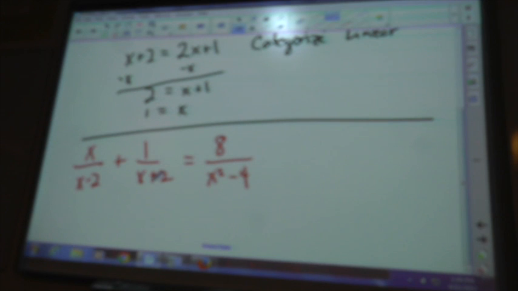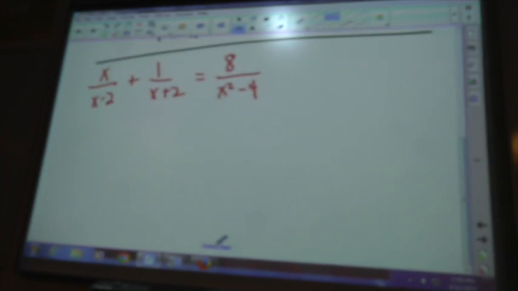Here, what's the LCD? There's 3 of them. So this is x minus 2, this is x plus 2. This is x plus 2, x minus 2, x minus 2. So that's the LCD. This is the LCD right here. Now I would normally let you guys have time to do this, but just because time's running out, I'm going to guide you through it a little quicker.